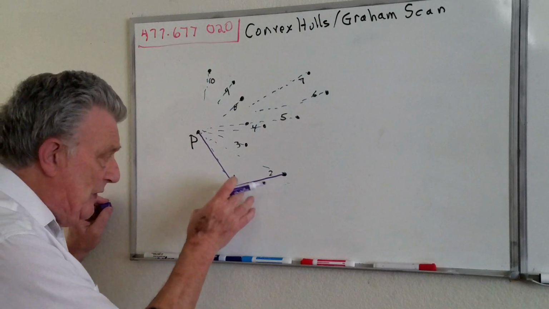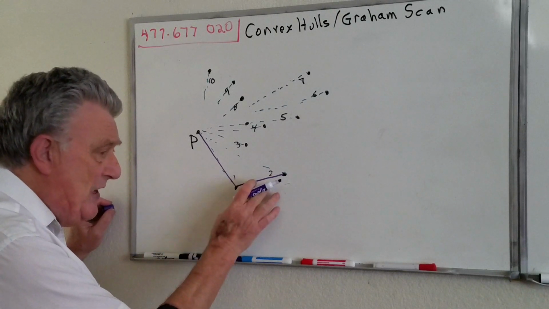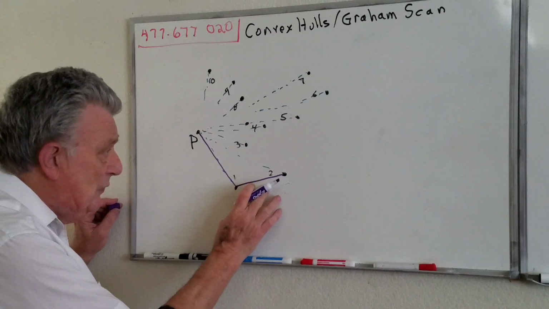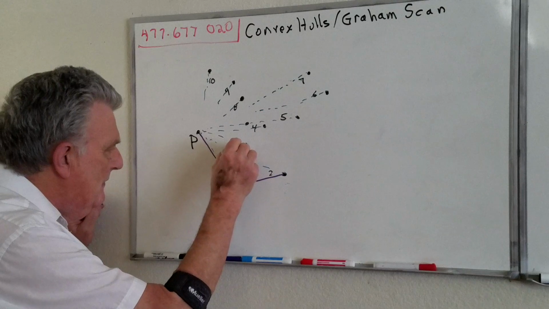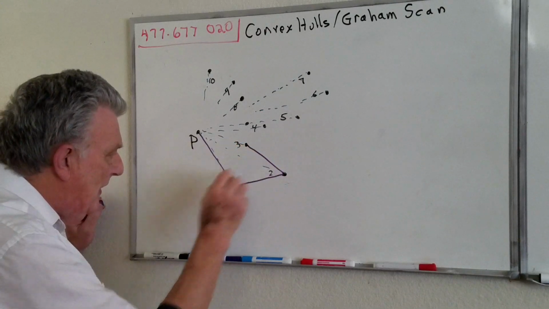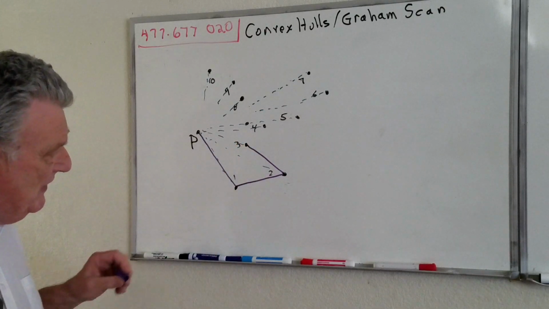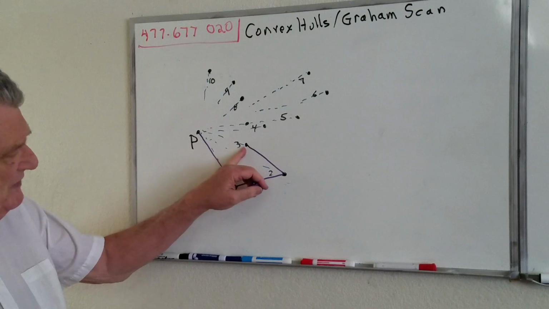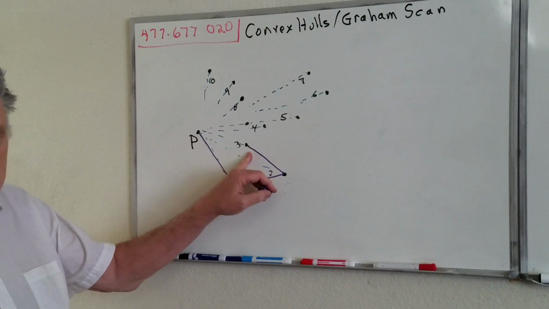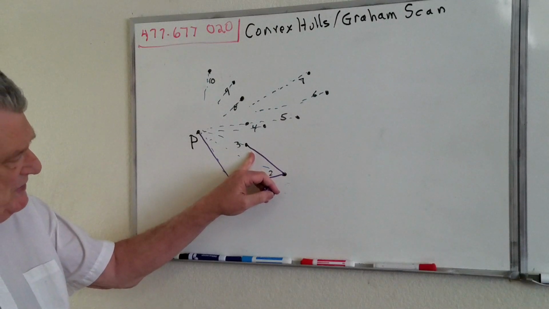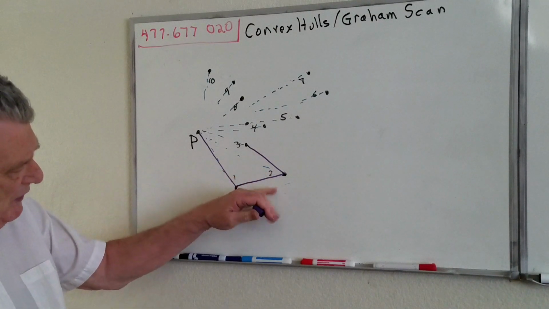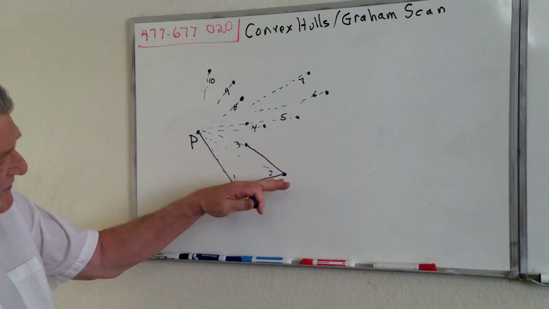Now this purple line is a possible edge of the polygon. Well, it turns out it will be, but we don't know that yet. And what we'll do is we'll draw this line. Now you can tell by eyeballing it that this line will not be an edge of the final polygon. But the computer that's following the algorithm doesn't know that yet.